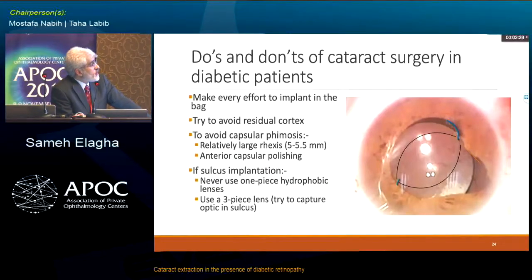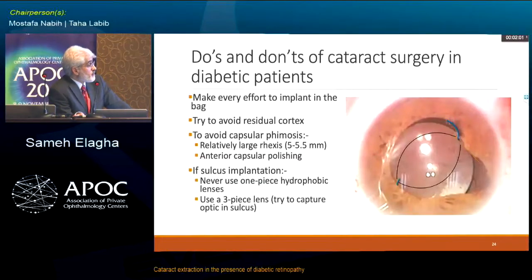Make every effort to implant in the bag. Try to avoid residual cortex لأنه ده بيزود الfibrinous response بعد العملية. And to avoid capsular phimosis, you need a relatively large rhexis of 5 to 5.5 millimeters. لو هنعمل vitrectomy in the same sitting لا مش عاوزين نكبر الكابسولار ريكسس قوي لانه ممكن اثناء العمليه الضغط في posterior segment بيعلى and this can actually push the lens out of the capsular bag.